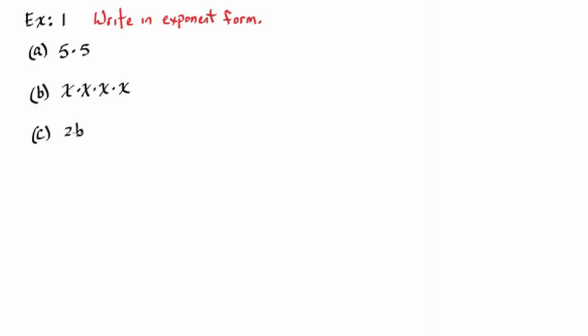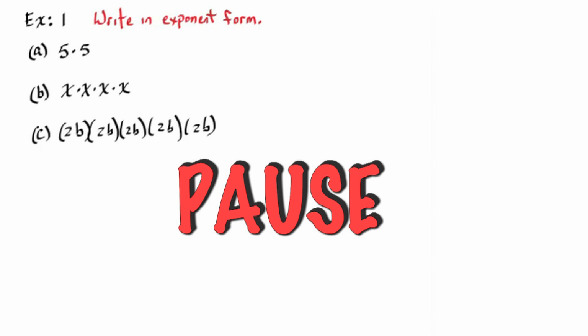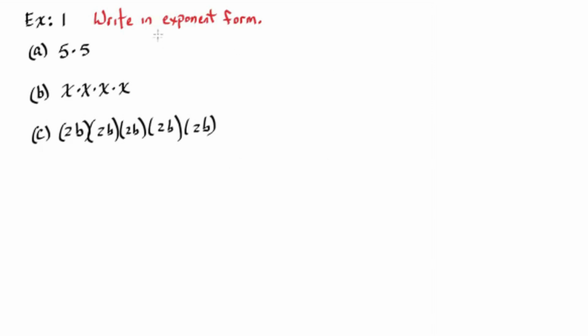Let's do an example. Write in exponent form. So here are the factors being multiplied times themselves. Figure out what the base and the exponent would be and write it in exponent form. Okay, so we can see we have two factors of 5, so that would be 5 to the 2nd. We have 4 factors of x, so that would be x to the 4th. And we have 5 factors of 2b, so that would be 2b to the 5th.